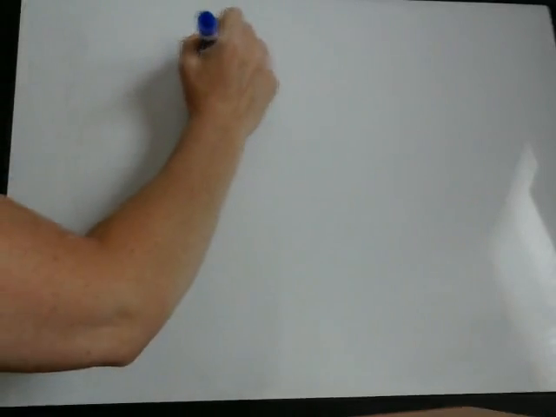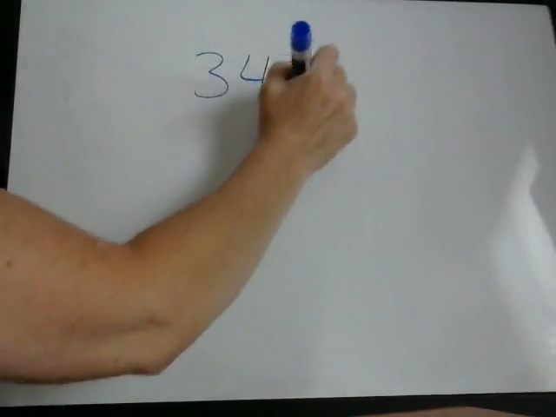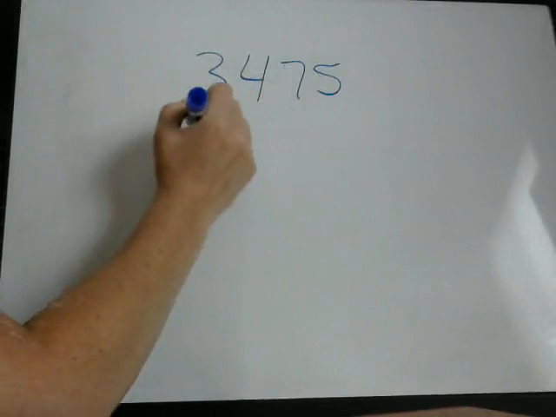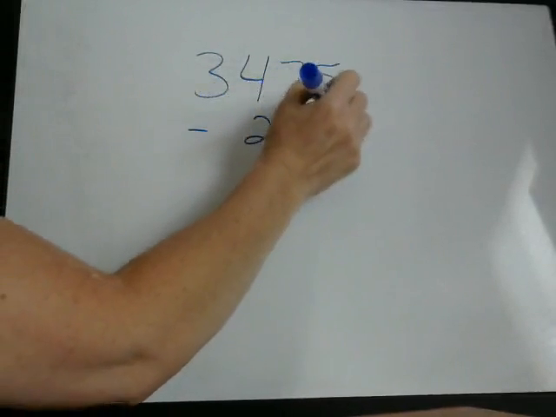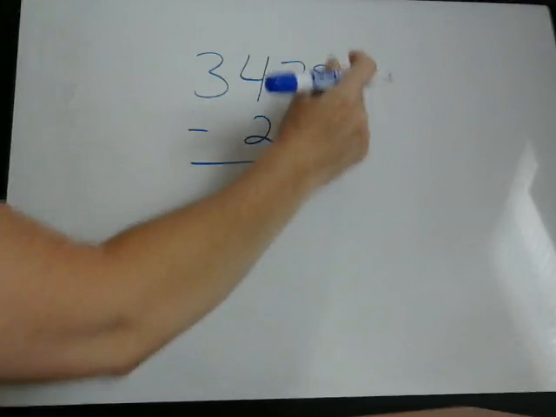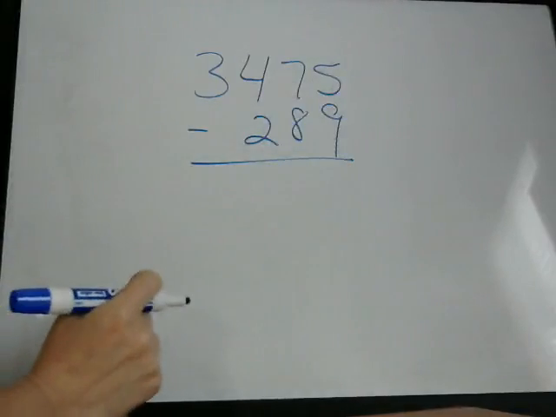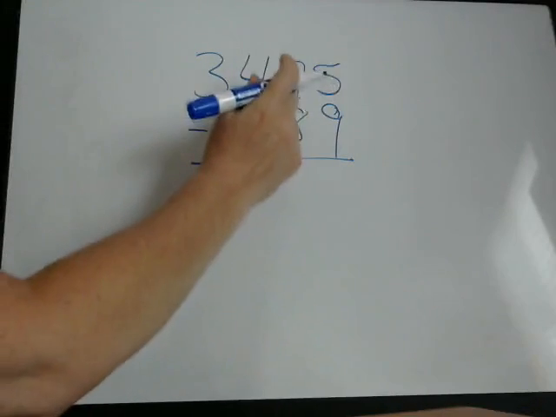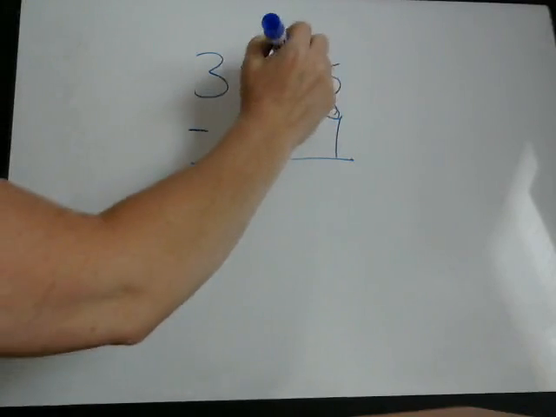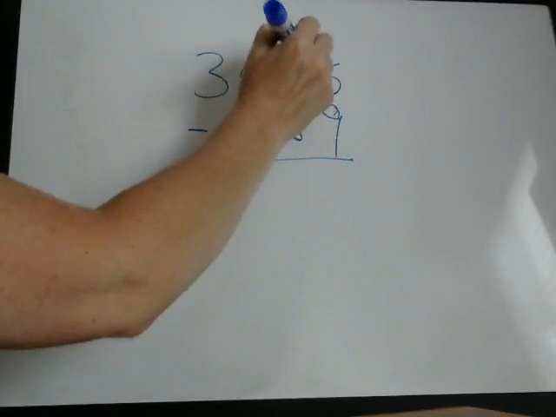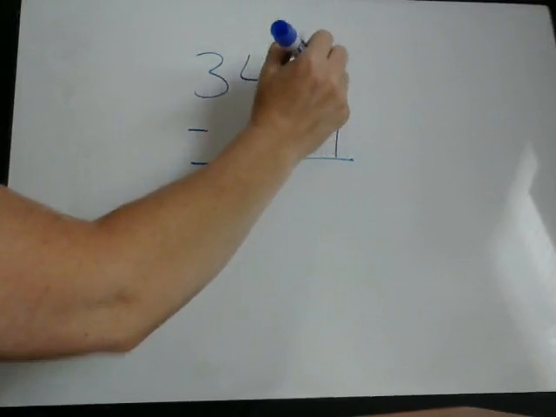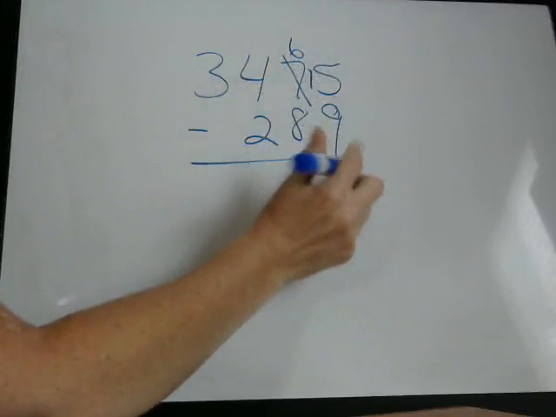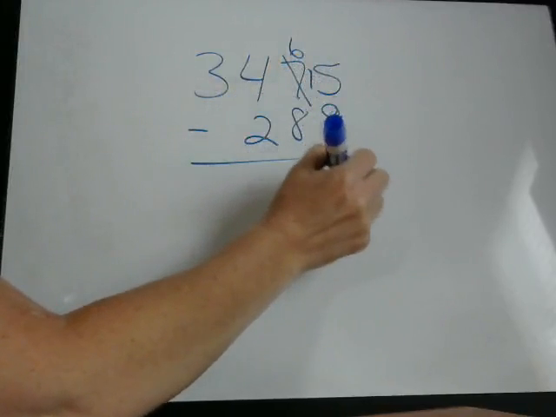If we have 3,475 minus 289, remember we're lining them up on the right-hand side. 5 minus 9, 9 is bigger than 5, so we're going to borrow 1 from this 7, making that a 6 because we borrowed 1, and put it over here. So now we have 15 minus 9 is 6.